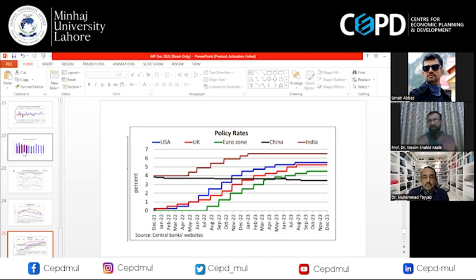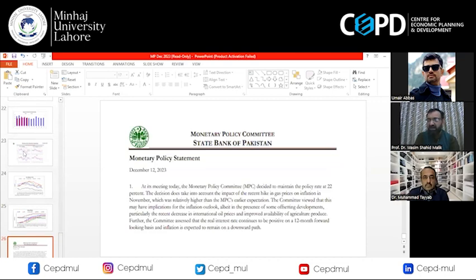So this is the current economic situation of Pakistan. You have looked at that, and then the global scenario, the global inflation rate and the global policy rates. Now, within this context, that is the economic condition of Pakistan as well as the global scenario, the Monetary Policy Committee has decided in its meeting held on 12th December to maintain the policy rate at 22%.